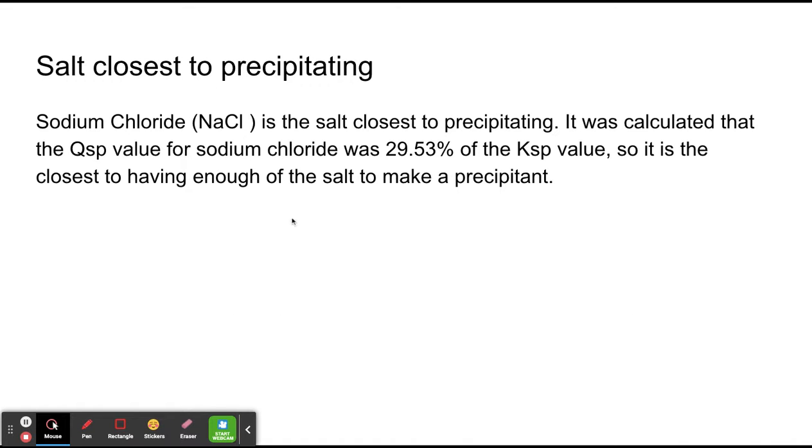Now, sodium chloride is the salt closest to precipitating. It was calculated that the Q value for sodium chloride was 29.53% of the Ksp value, so it was the closest to having enough of the salt to make a precipitate.